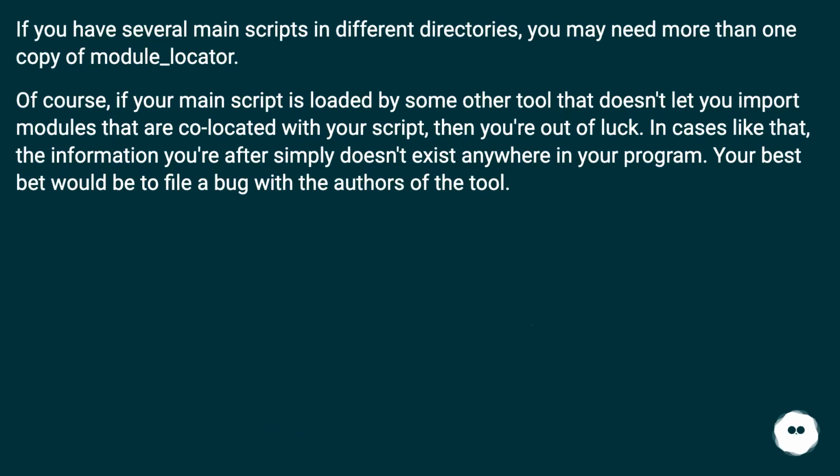If you have several main scripts in different directories, you may need more than one copy of module_locator. Of course, if your main script is loaded by some other tool that doesn't let you import modules that are co-located with your script, then you're out of luck. In cases like that, the information you're after simply doesn't exist anywhere in your program. Your best bet would be to file a bug with the authors of the tool.